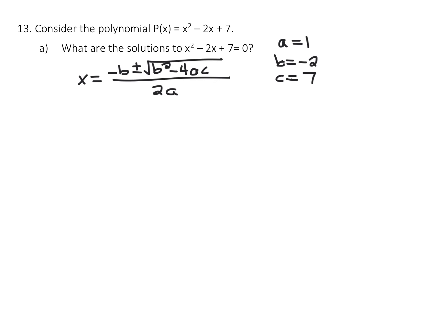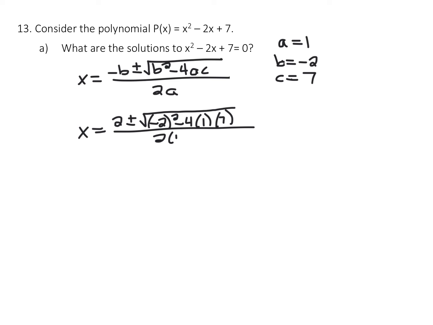All right, so here's our formula. In this equation, we have a being 1, b being -2, and c being 7. All right, so let's plug in the numbers. So x equals -(-2), which would be +2, plus and minus the square root of b squared, so (-2) squared, minus 4 times a, which is 1, times c, which is 7, all over 2 times a, so 2 times 1.